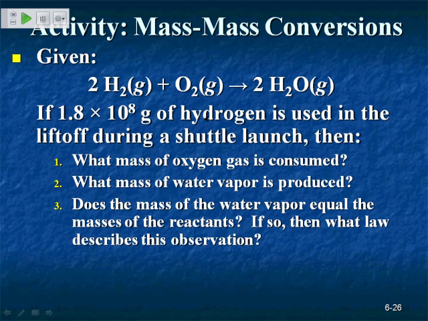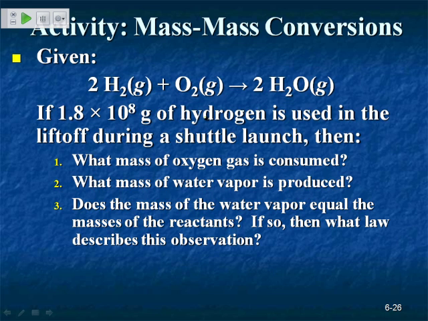Anyway, if 1.8 × 10^8 grams of hydrogen is used in a liftoff during a shuttle launch, what mass of oxygen is consumed? What mass of water vapor is produced? The third question is, does the mass of water vapor equal the masses of the reactants? If so, what law is observed? That one is just a logical question reminding you of a particular law we learned in chapter 1. But let us do the first two questions.